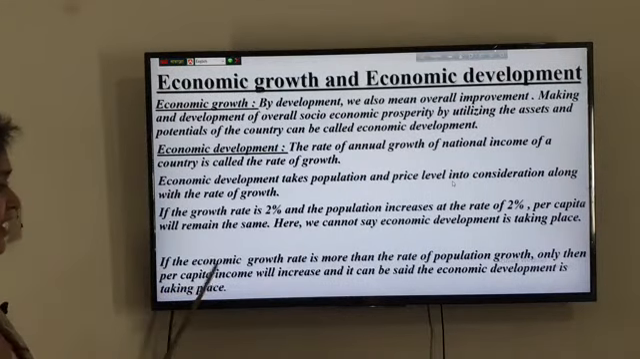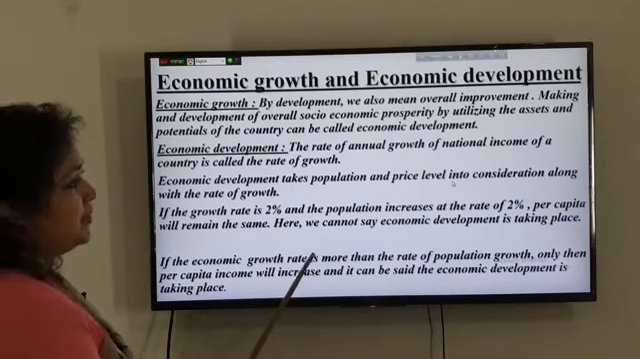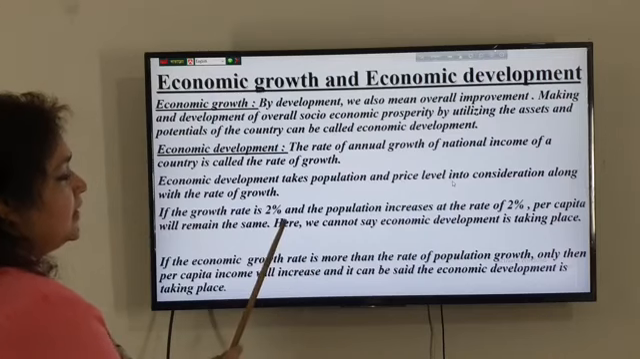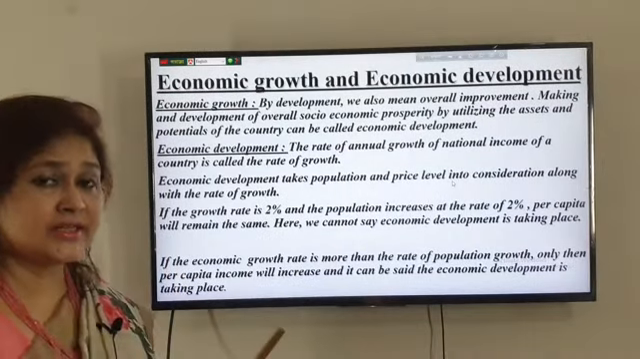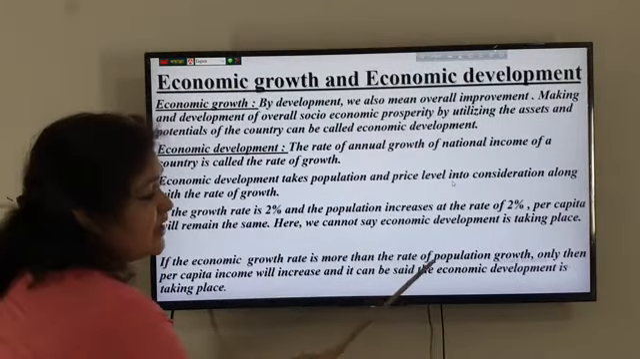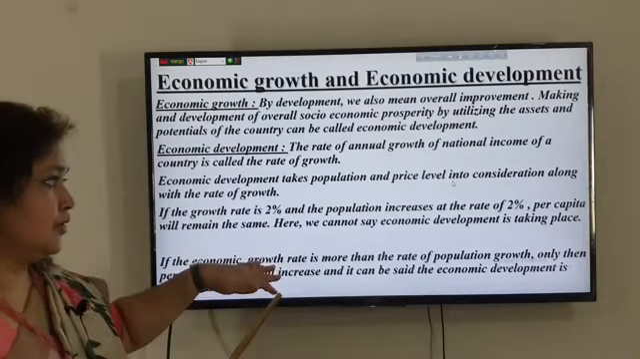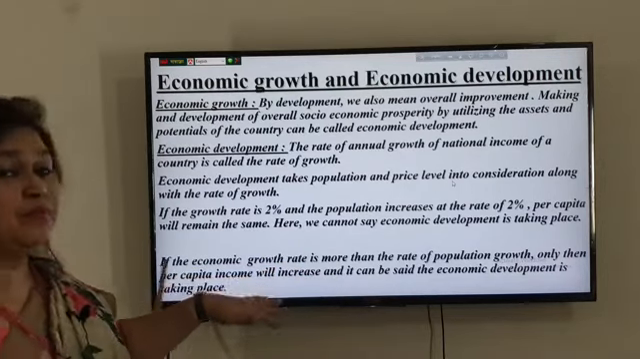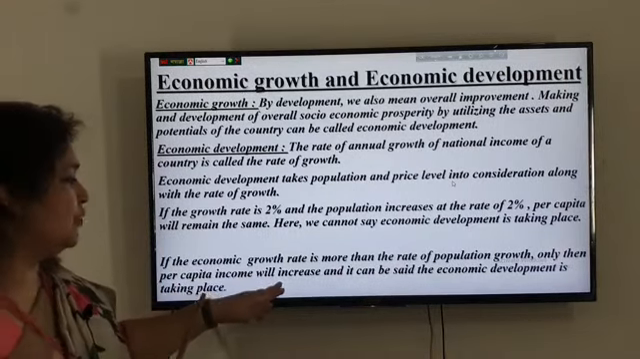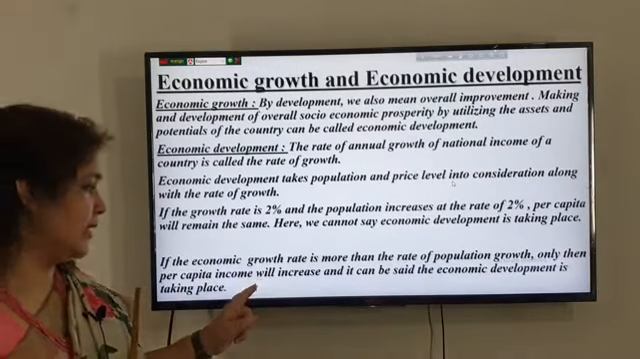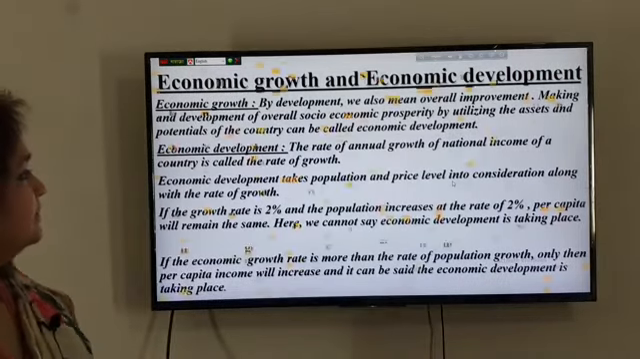Then if the economic growth rate is more, I mean the growth of gross national income is more. When the growth rate of national income will be more than the rate of population growth, only then per capita income will increase. Then per capita income will be increased, and it can be said that economic development is taking place.